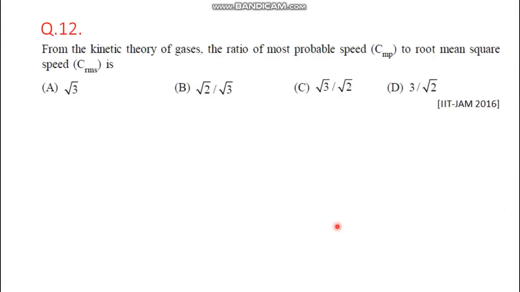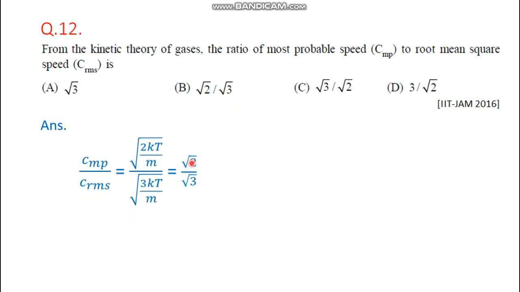From the kinetic theory of gases, what is the ratio of most probable speed to the RMS speed? This question came in 2016. Several options are given, and the correct ratio is root over 2 by 3, that means root 2 by root 3. Therefore, option B is the correct answer.